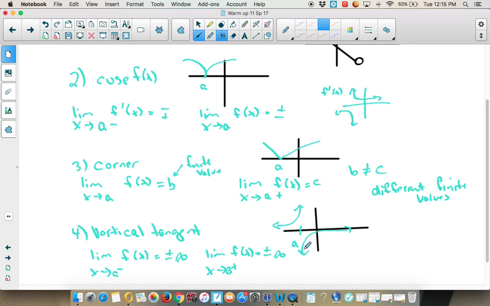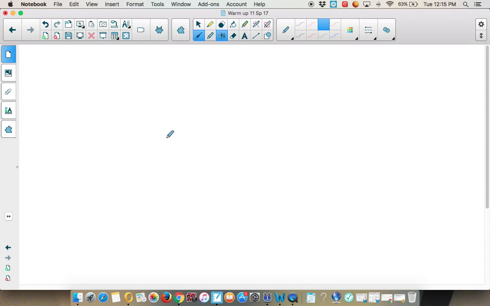Notice this is a very positive slope and this is a very positive slope. The derivative function, and we're going to deal with graphing derivative functions, just so you know, your derivative function would look like this. They're both approaching very, very positive slopes. So those are your four reasons for a differentiable function to not be differentiable at a point.